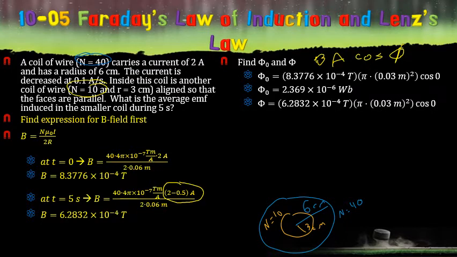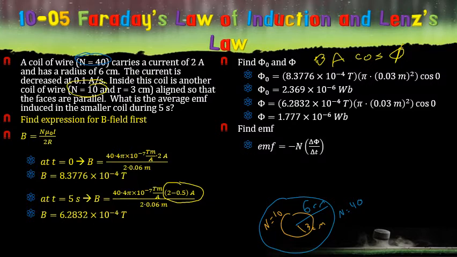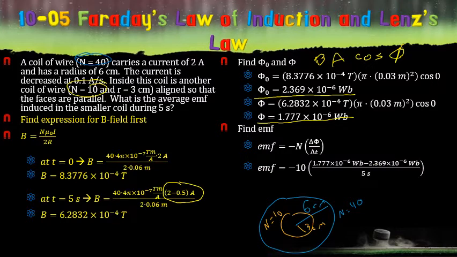After 5 seconds, we use the other magnetic field, the magnetic field after 5 seconds. Everything else is the same, and we have that flux. So our EMF is negative N, and the N would be the loop that we're trying to find the EMF on, so that'd be the inner yellow loop, so we put a 10 for that. Our change in flux, well, that's these two from up there. We'll subtract those. And our change in time was 5 seconds. Which gives us that answer, 1.18 times 10 to the negative 6 volts.